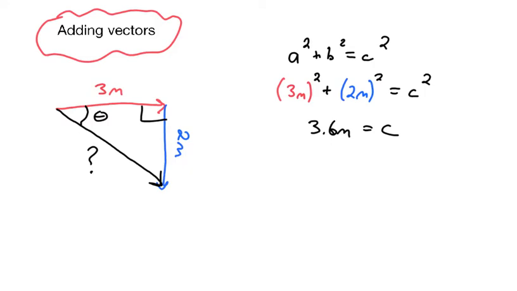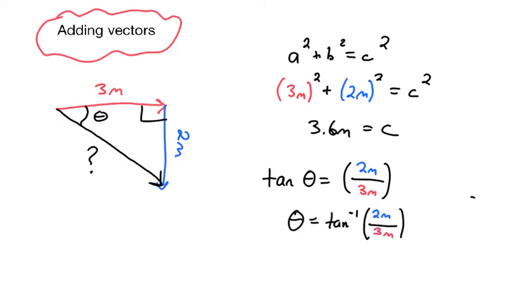So the trig function that deals with opposite and adjacent is tangent. So I'll write that out as tangent of theta equals 2 meters over 3 meters, or theta is equal to the inverse tangent of 2 meters over 3 meters, which gives me an angle theta of 33.7 degrees. That isn't too bad when we're dealing with a right triangle and only two vectors to add.